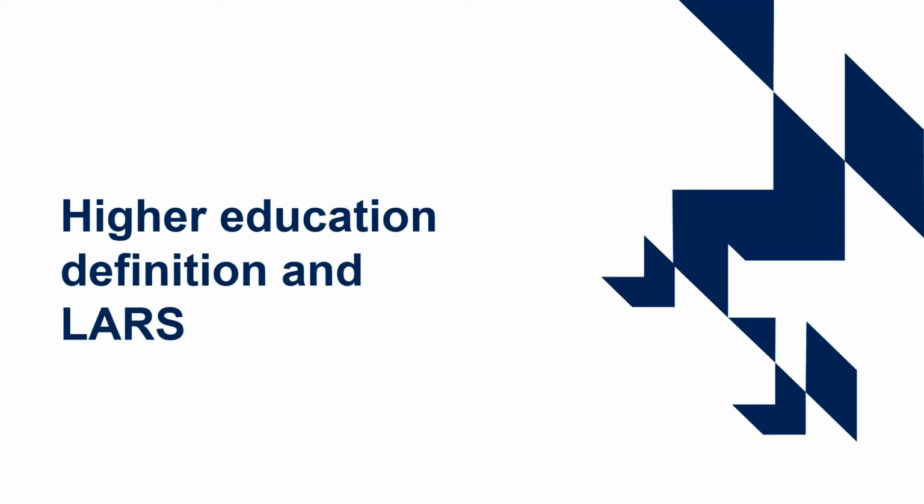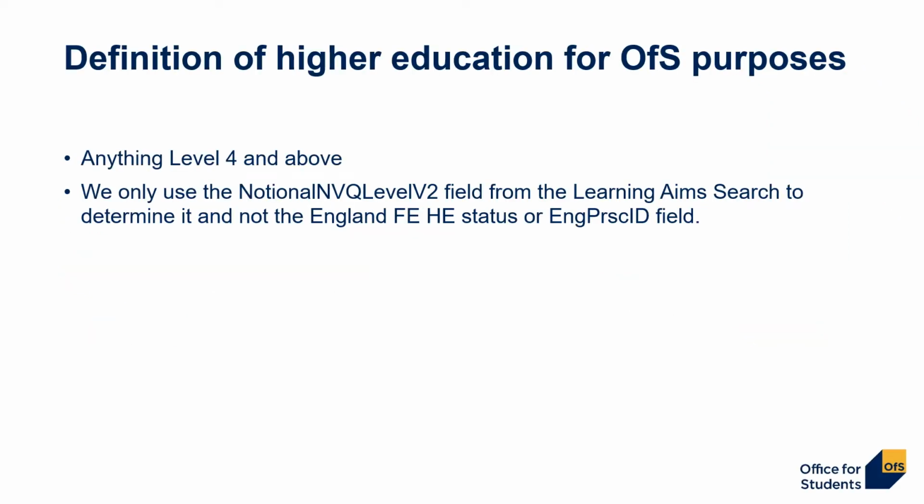I am now going to talk through our definition of higher education and how we use the learning aim search. For our purposes, higher education is any activity at level 4 or above, and we use the fields indicated on the slide in the learning aim search to identify this provision.